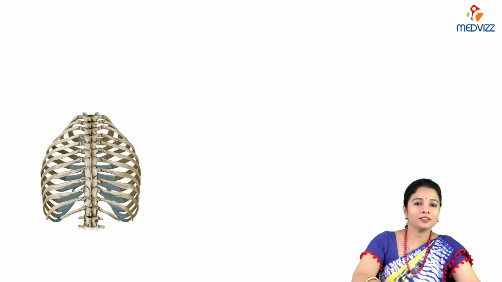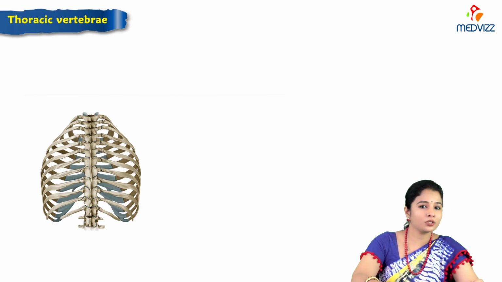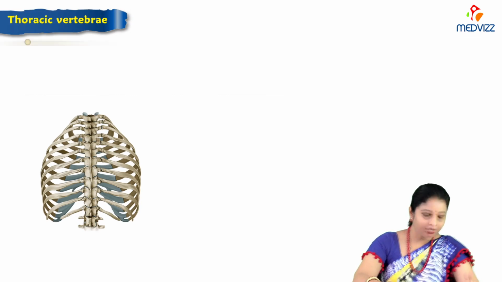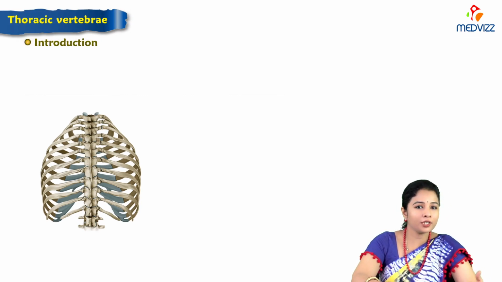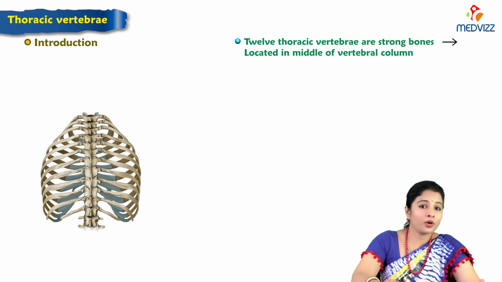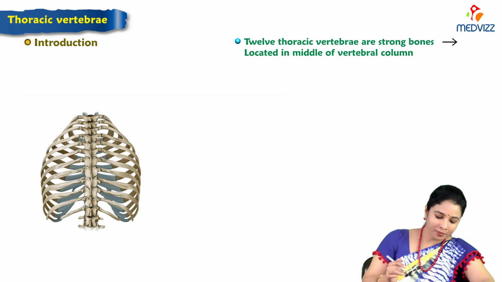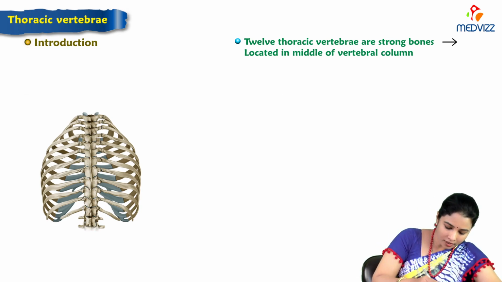So in today's session, we would discuss the thoracic vertebra, osteology of thoracic vertebra. Here is an image of the posterior view of the rib cage where you can see the 12 thoracic vertebrae, which are strong and are located in the middle of the vertebral column. So here are the thoracic vertebrae.